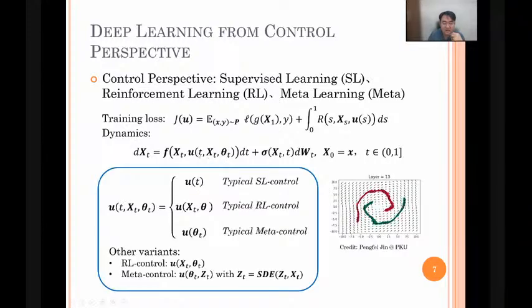So if U is independent of the state, it's just typical supervised learning, and if it's dependent on the state, it's a typical RL. And if U itself is parameterizable, this is why we call it learning to learn. That is, your parameter has a parameterization, so that's one of the typical meta learning scenarios. But meta learning can be very, very diverse. Sometimes I cannot distinguish between RL and meta learning. I think in this formula, RL is a special instance of meta learning.